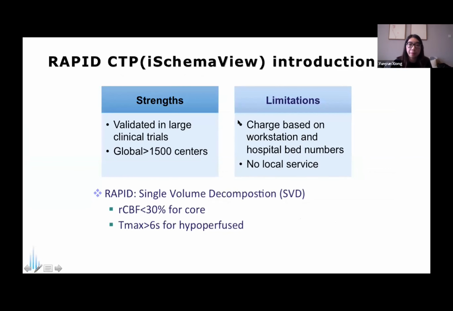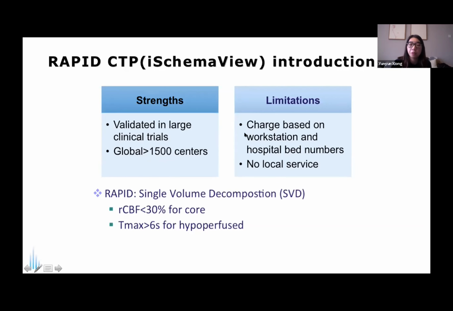So what is RAPID? RAPID actually has two products. The first one is CTP and the other one is perfusion weighted imaging, PWI. Mainly the CTP software got approval from the FDA in the US, and it has already been installed in more than 1,500 centers all over the world. This software has been validated in large clinical trials.